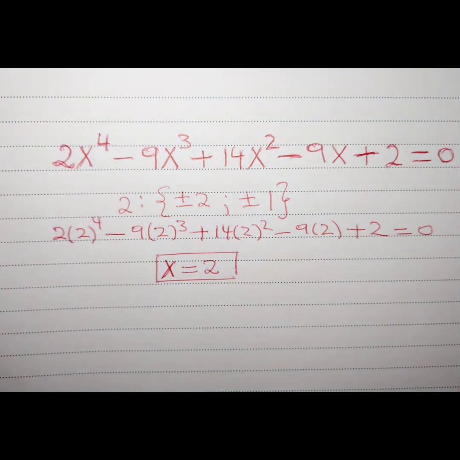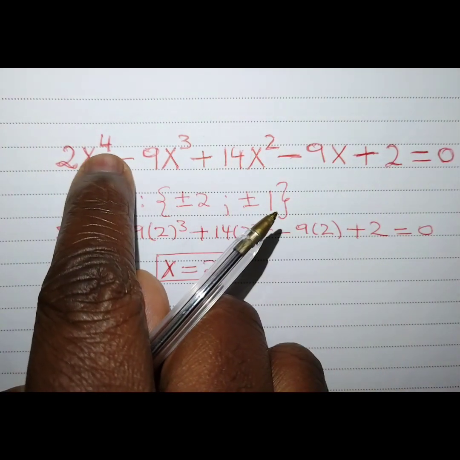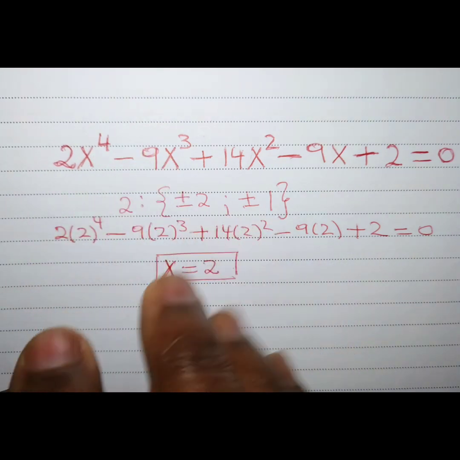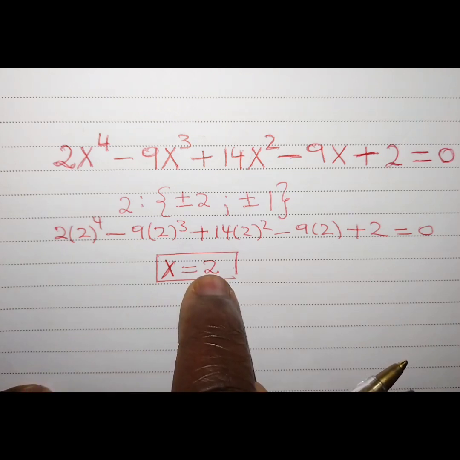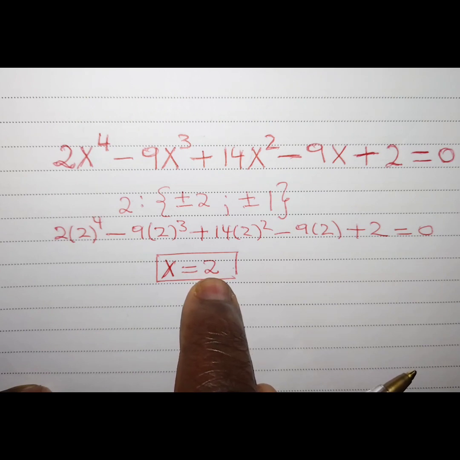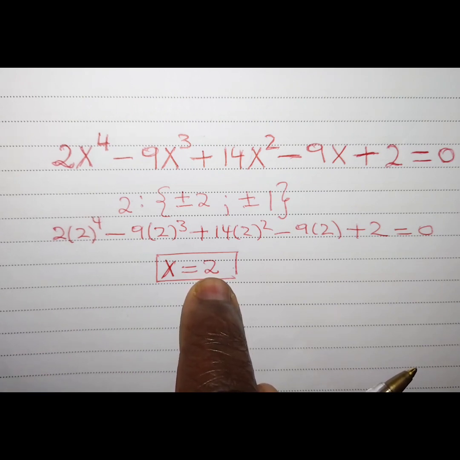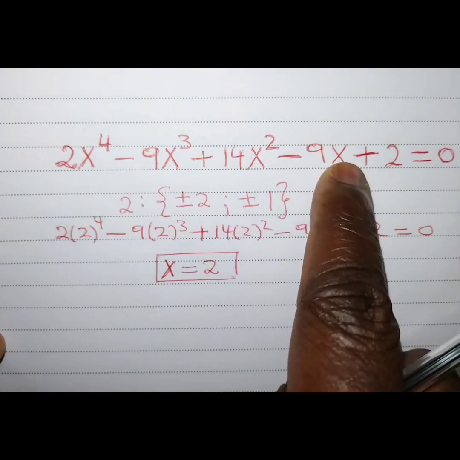Ladies and gentlemen, how do I solve the remaining roots? No need to remind you that a quartic equation, an equation where the highest power of x is 4, has 4 possible different roots. So far we have found one of the 4 roots, x equals 2. So how do I find the remaining 3 roots? I'm going to do this. I'm going to list all the coefficients of the different terms of the quartic equation here.